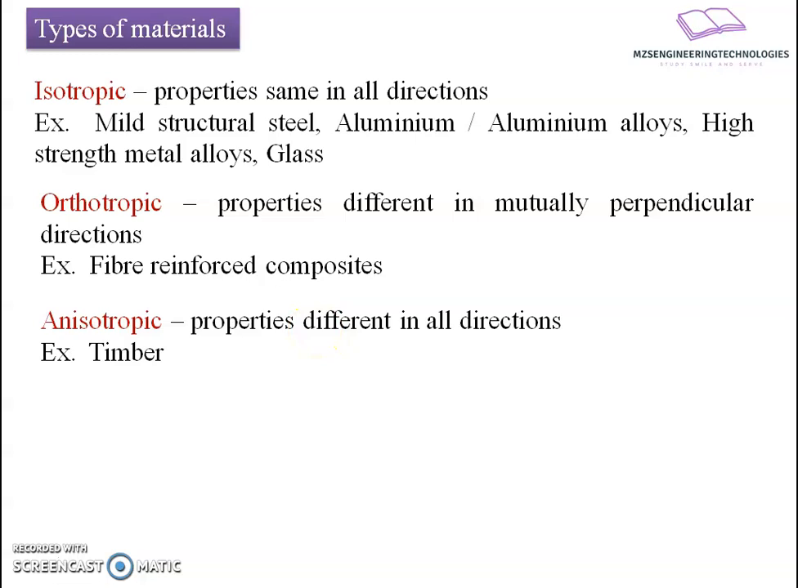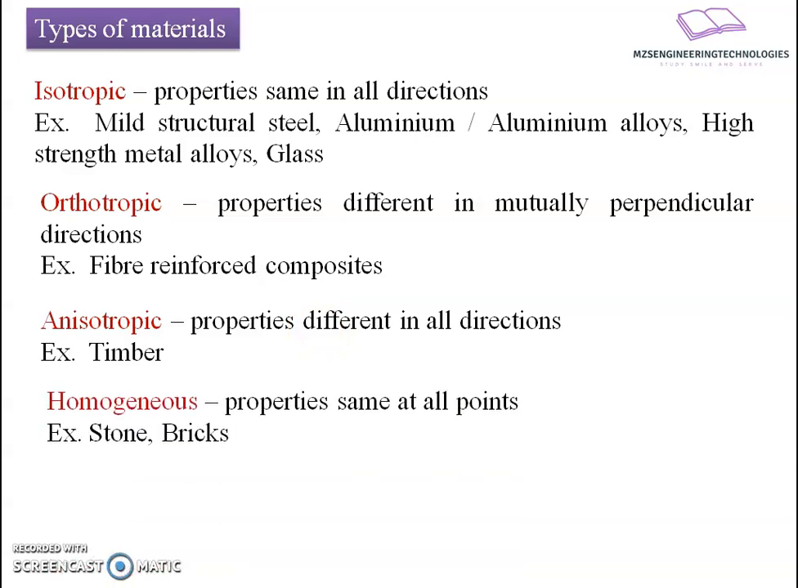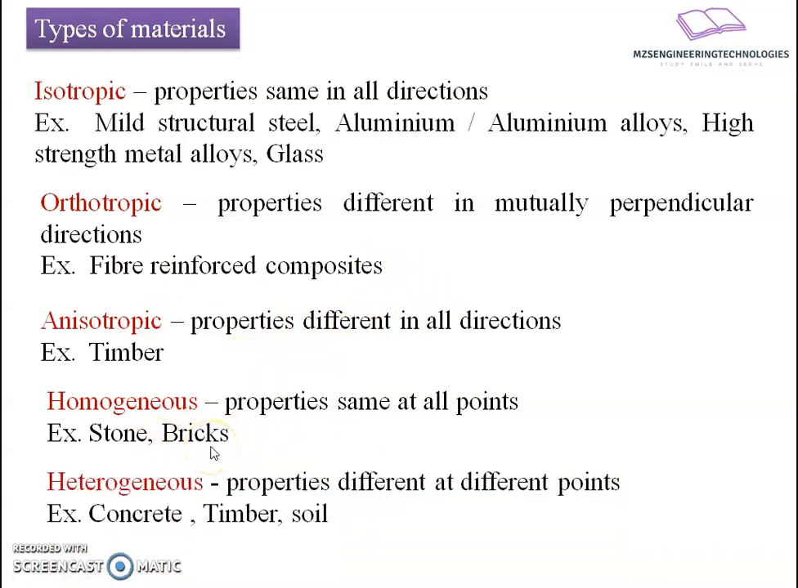Then anisotropic material, with properties different in all directions, for example, timber. Homogeneous material has properties the same at all points. It is by virtue of the composition of the material, for example, stones and bricks. And heterogeneous material has a complex geometry, a combination of various materials bound together. That's why properties are different at different points. For example, timber, soil.